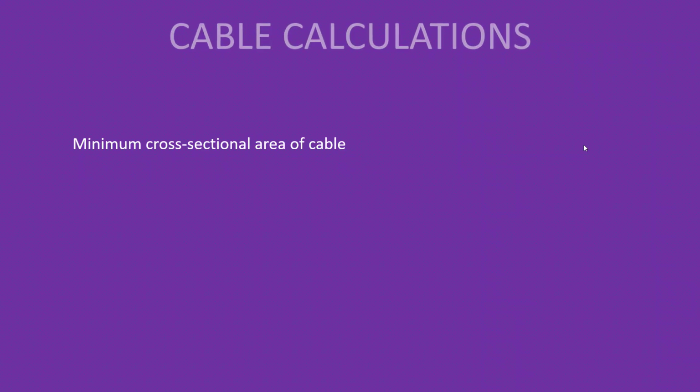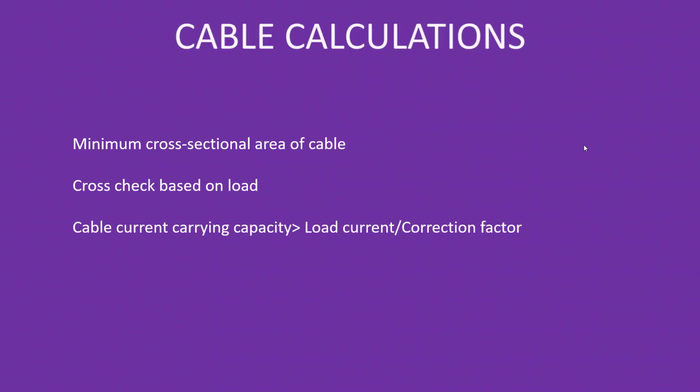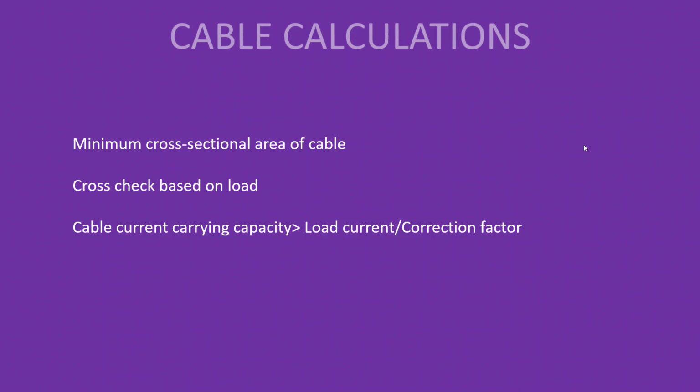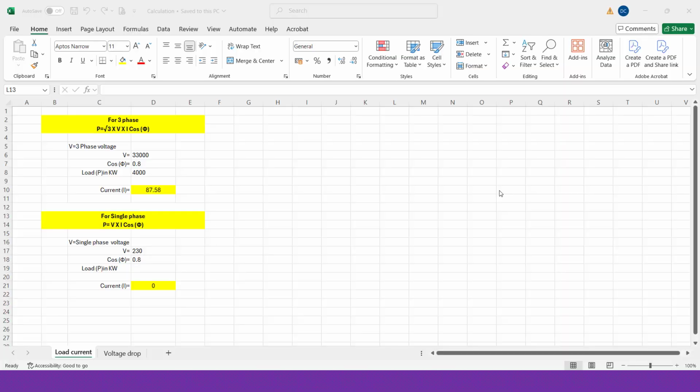After finding the minimum cross-sectional area based on the short circuit levels, the next step is to cross-check the cable size based on the load. The logic for this is cable current carrying capacity should always be greater than load current divided by correction factor. We have discussed this in detail in our LV cable sizing video. I will provide the link in the description box. Where will we get the load current? We will get the load current from the equation P equal to root 3 VI cos phi. I have prepared an Excel sheet for you for ease of calculation. I will provide the link in the description box. Please download that. In that, just enter the voltage and the load.